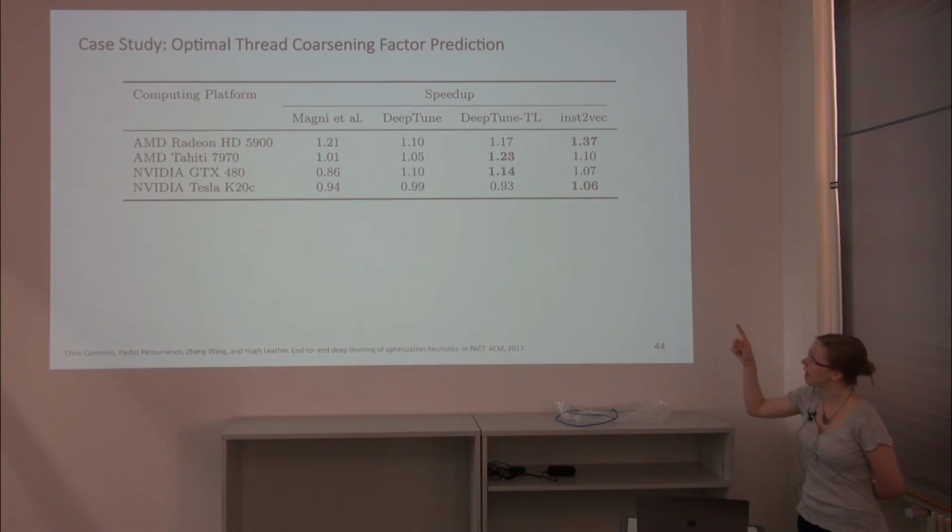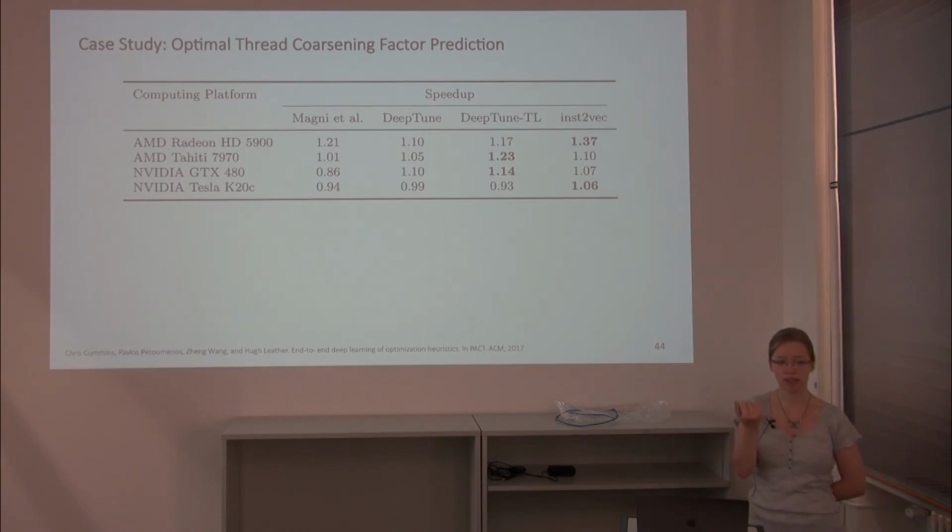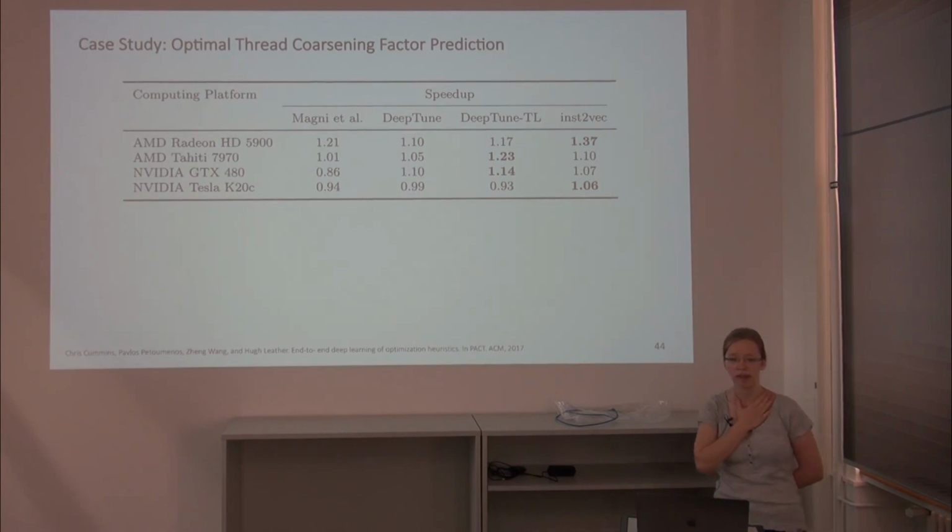And DeepTune TL here stands for transfer learning. So what they do here is they take the embeddings that they learned in the previous task and reuse them for this task. They do so because there's a much larger training data set for the previous task than for this one. So in the previous task, they train on something like 600 different kernels, and in this task, it's only 17.